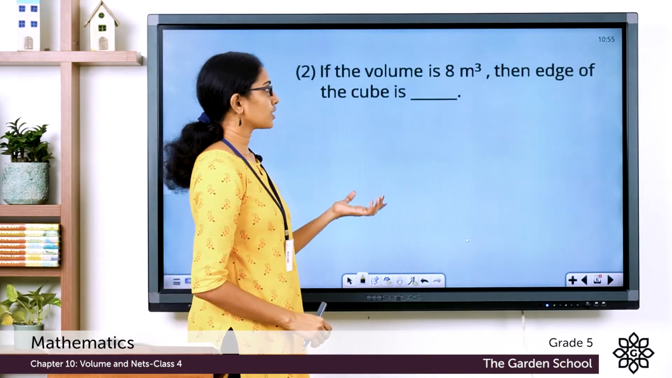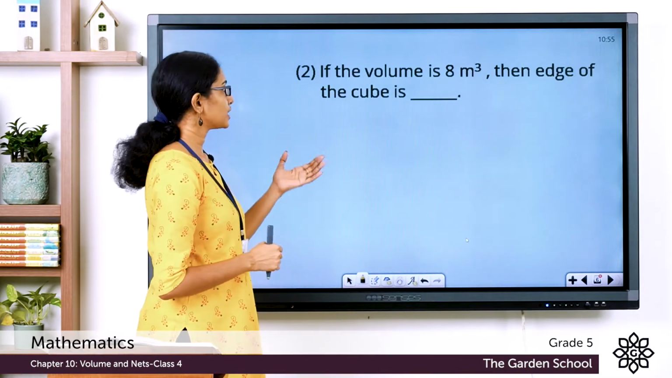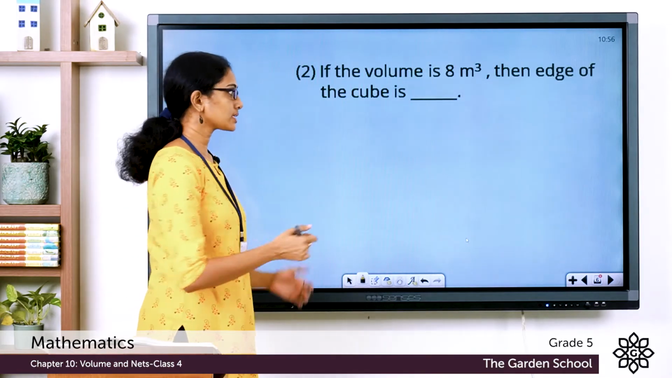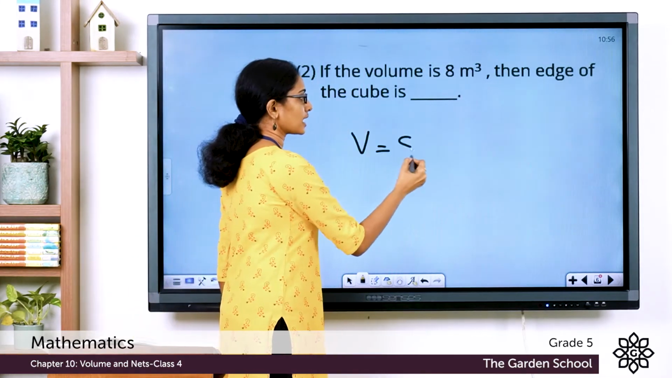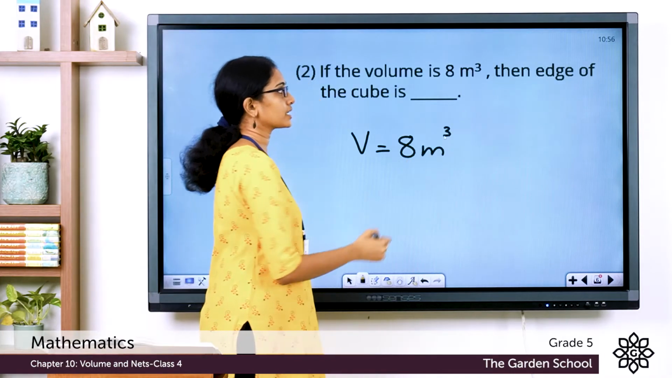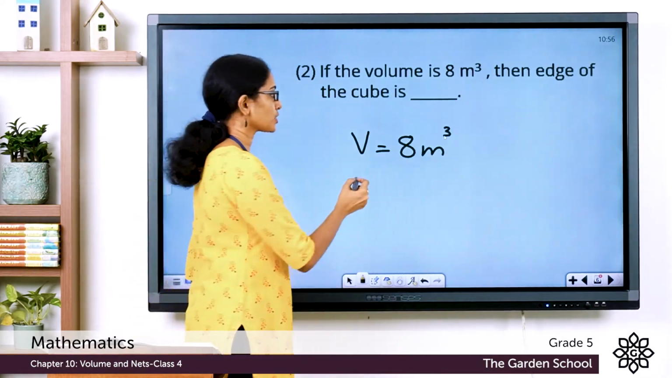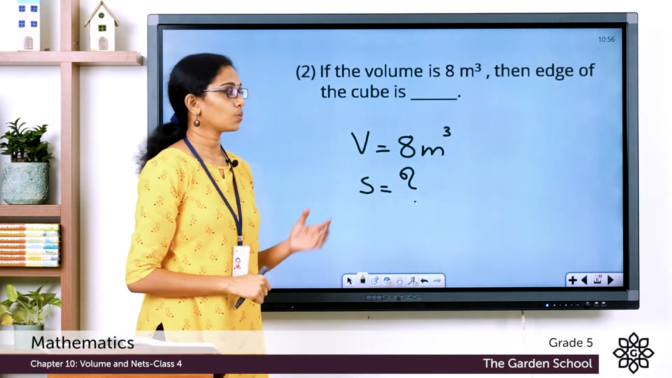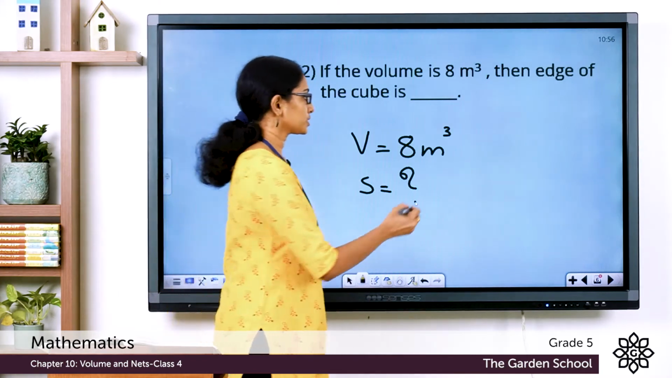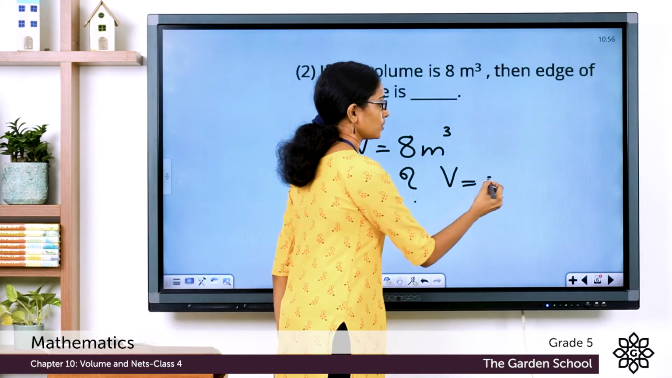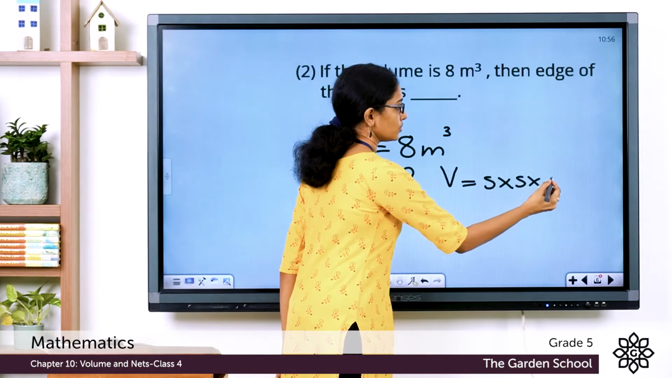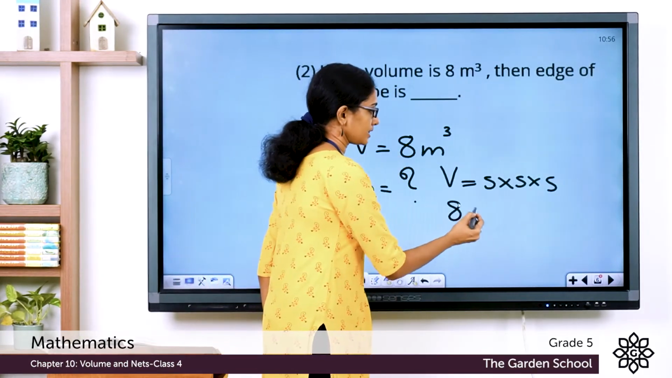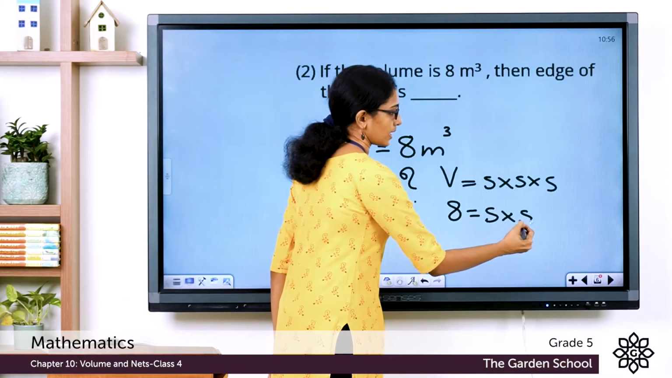Here, if the volume is 8 meter cube, then the edge of the cube is. See, in this case, the volume of the cube is given. So what is given? The volume V is given as 8 meter cube. You are asked to find out the edge of the cube, which means you are asked to find out what is S. So given the volume, how would you find out what is the edge? So we all know the volume V is equal to S into S into S. So here we are given the volume, which means 8 is equal to S into S into S.